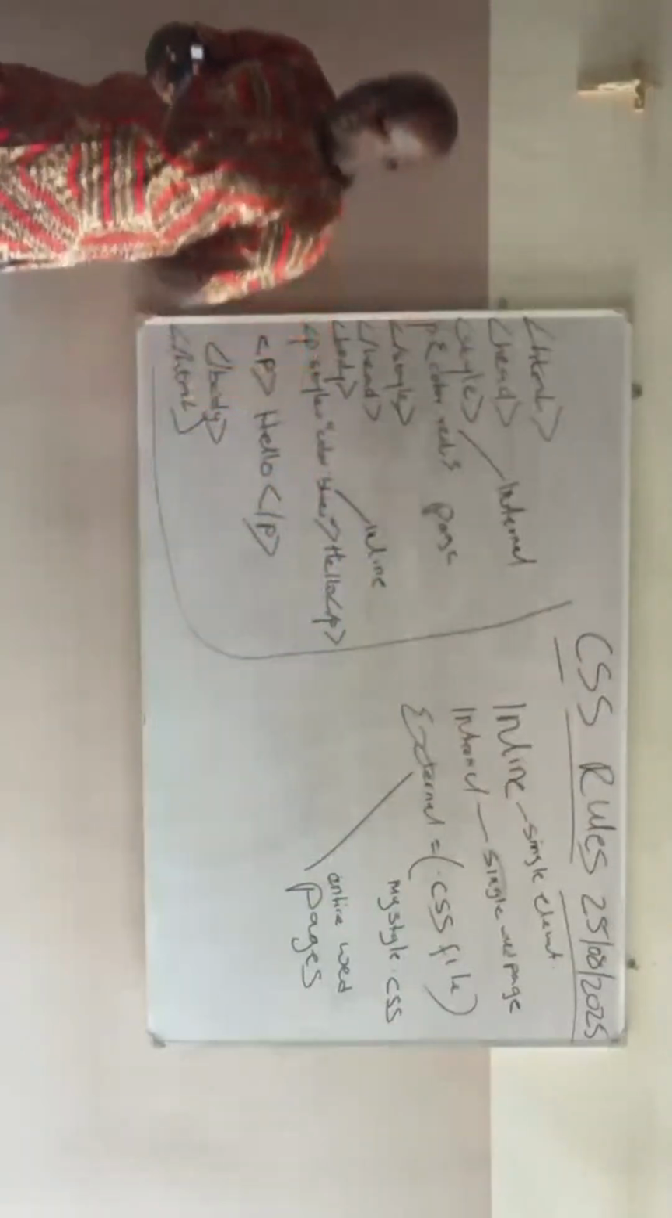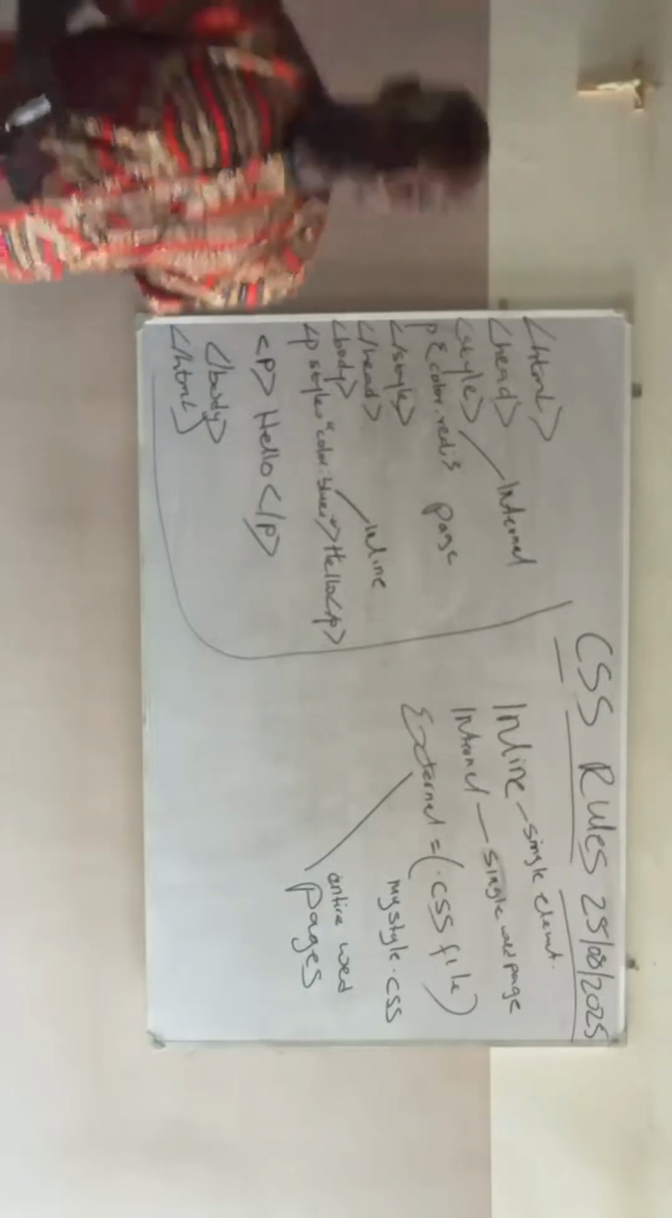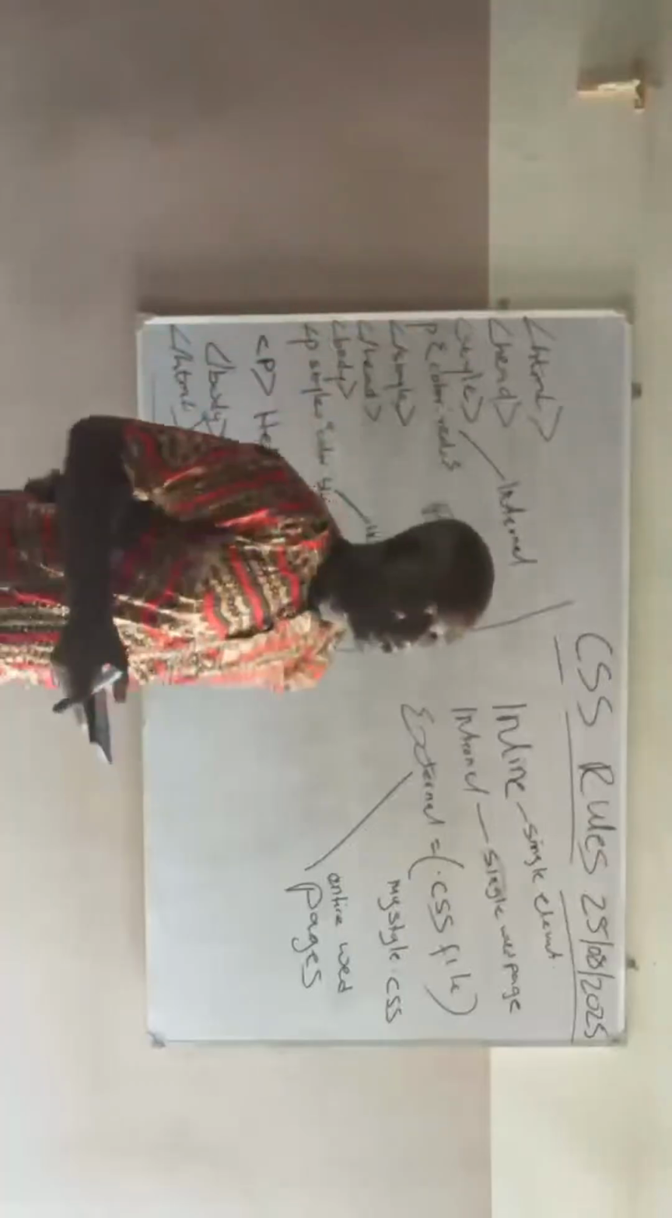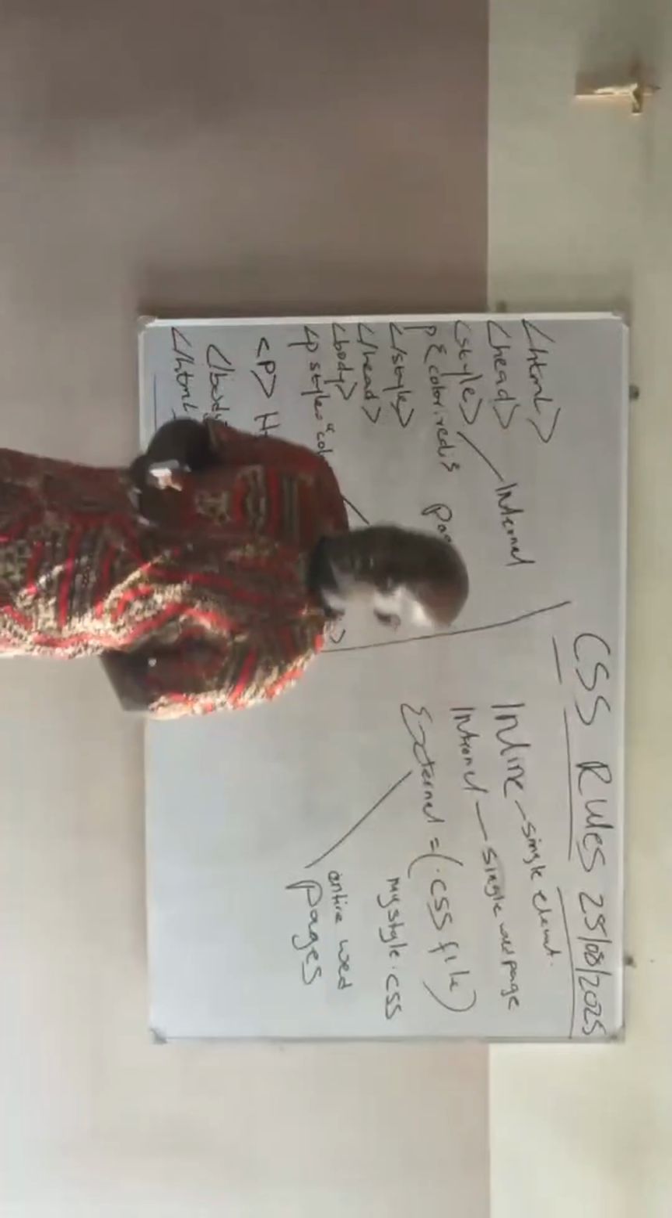Just to recap. External CSS: with an external style sheet, you can change the look of an entire website, in brackets, web pages, or the entire look of the entire web pages, in brackets, website. What is a website? The collection of web pages. So if I say website, I'm referring to all the web pages inside that particular folder.